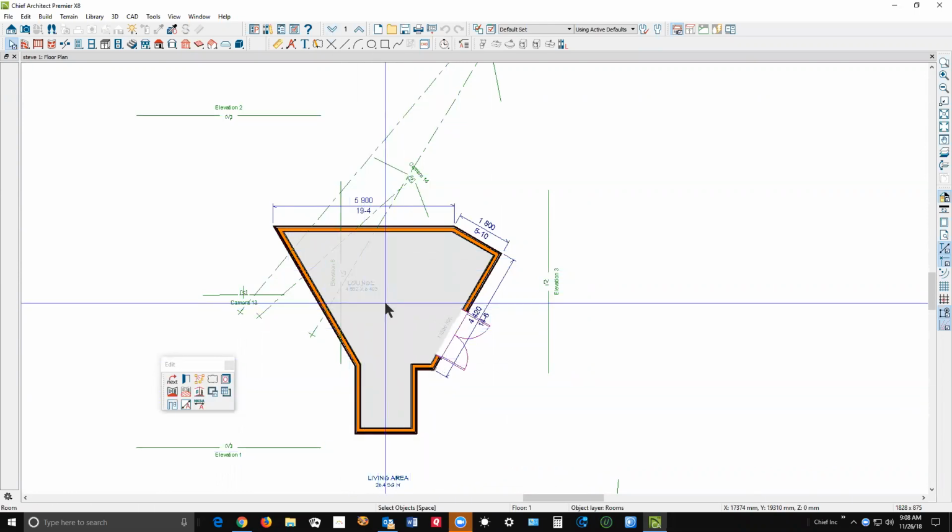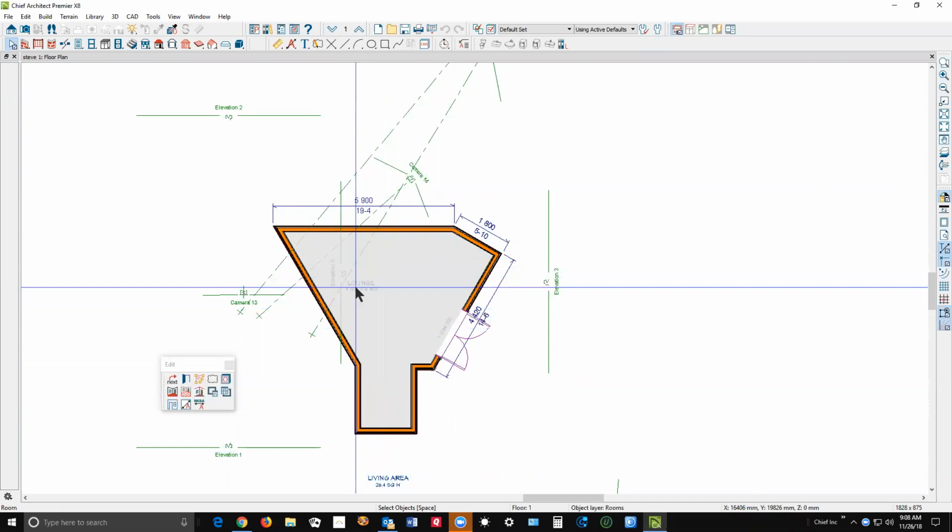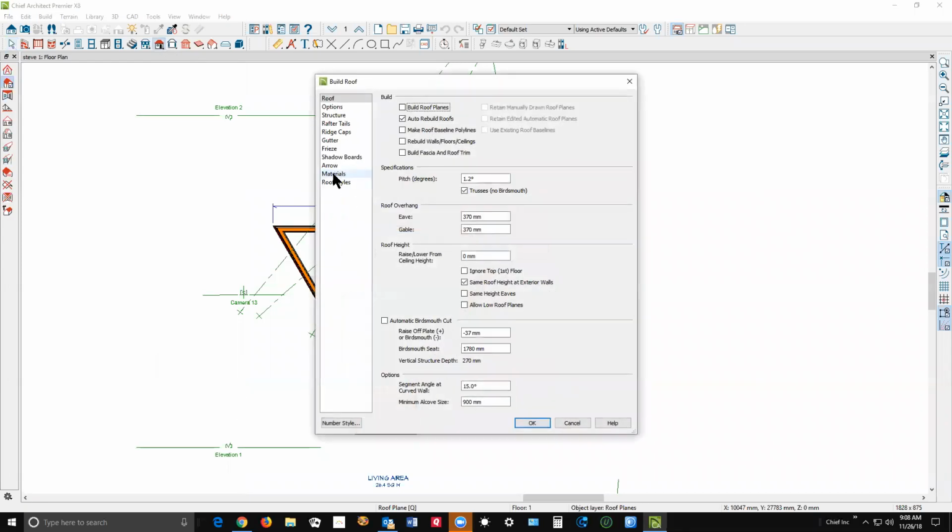So a flat roof is actually just a series of hip roofs with a low pitch. At least that's my opinion. You've got it set to 1.2 degrees. I don't particularly care. I'm going to set it to 0.5 degrees.